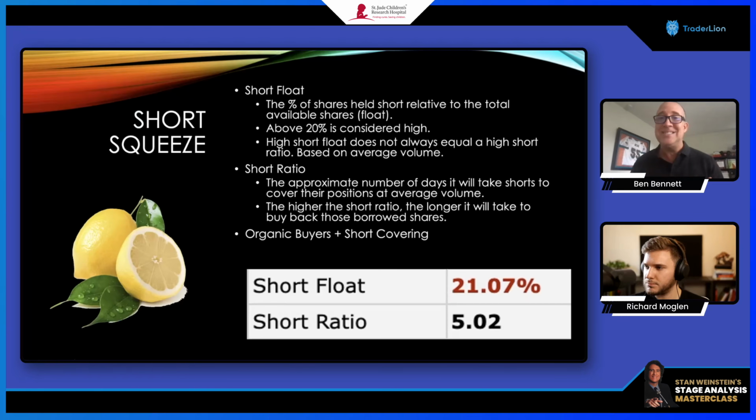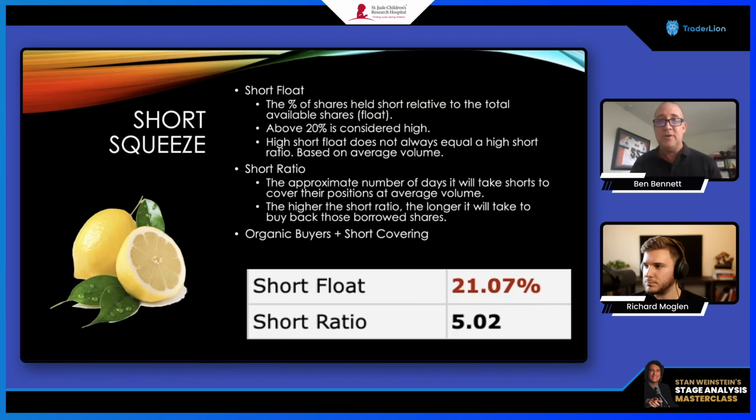But a high short float does not always equal a high short ratio. It's based on average volume. The short ratio is very important because that tells you the approximate number of days it's going to take for shorts to cover their positions at the average volume. So the higher the short ratio is, the longer it's going to take for them to buy back those shares. And you've got organic buyers in there too, especially as you'll see in some of the setups, as they come through some of those technical levels, you're going to have organic buyers in there along with the short covering. And that's what creates that explosive move.